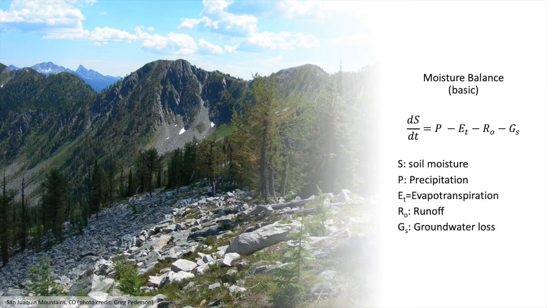We can look at a really simplified moisture balance equation here. On the right, we have change in soil moisture relative to time as a function of the precipitation supply minus evapotranspiration minus the runoff and minus the loss to groundwater. And on the left is the picture that my colleague Greg Peterson sent to me a number of years ago from the San Juan Mountains in Colorado. An amazing place. If you ever get a chance to visit it, I highly recommend going there.